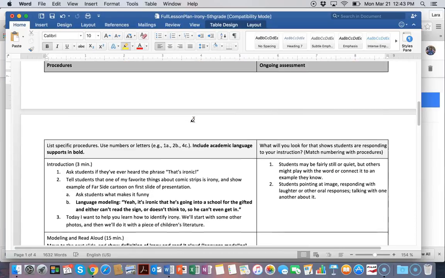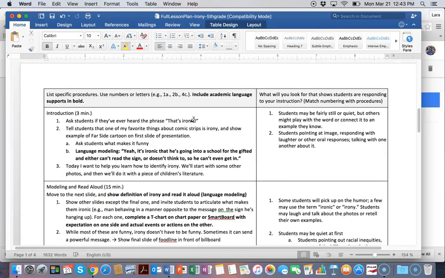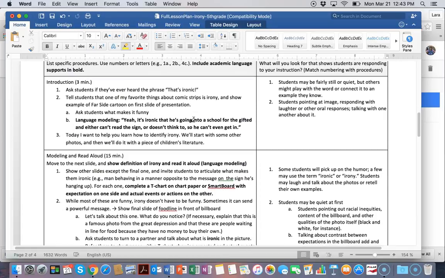So, as with the previous lesson, academic language supports are included in bold in the lesson. So let's go through these procedures. As I introduced the lesson, I asked students if they'd ever heard the phrase, "That's ironic." That's actually a pretty common phrase that many kids in upper elementary school will be familiar with, although many won't. And so one of the first things I did is I talked about my own enjoyment of comic strips, and that one of the things that I think makes comic strips funny is that they're often ironic. And so I did this by showing them an example of a Far Side cartoon on a presentation.